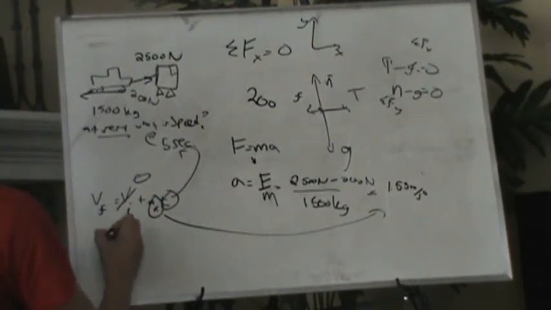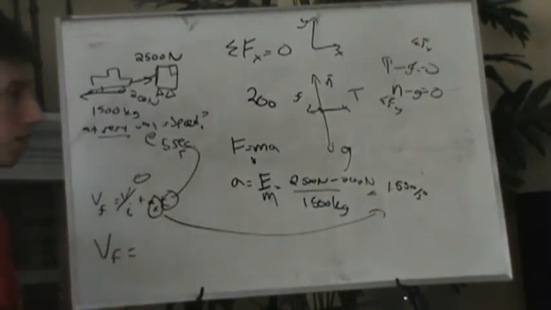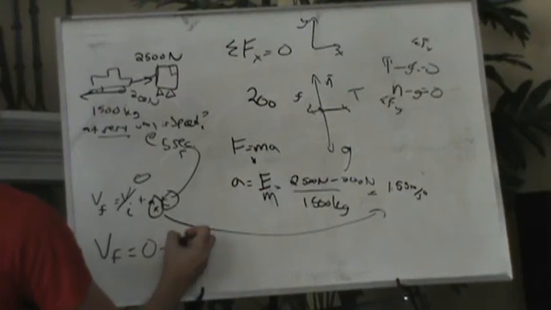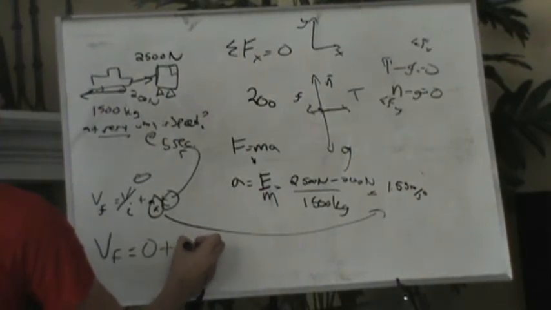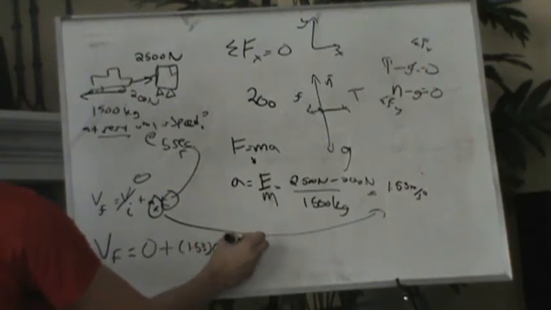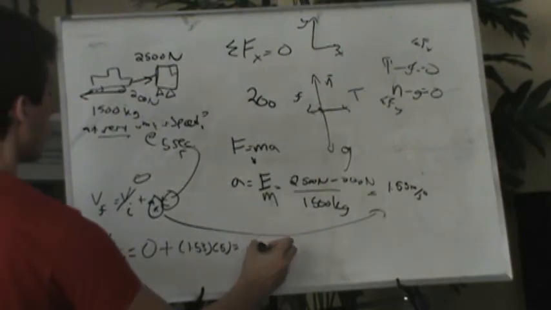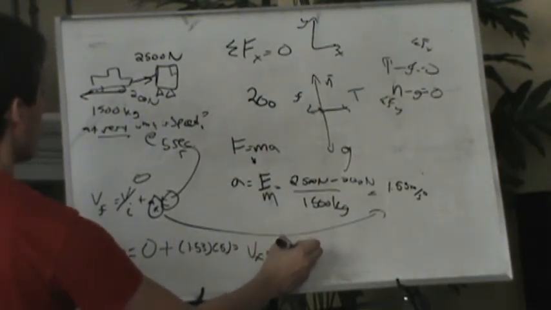So essentially, you can find your velocity. You have everything that you need. So vf is equal to 0 plus 1.53 times 5. So your vf is just equal to 7.7 meters per second.